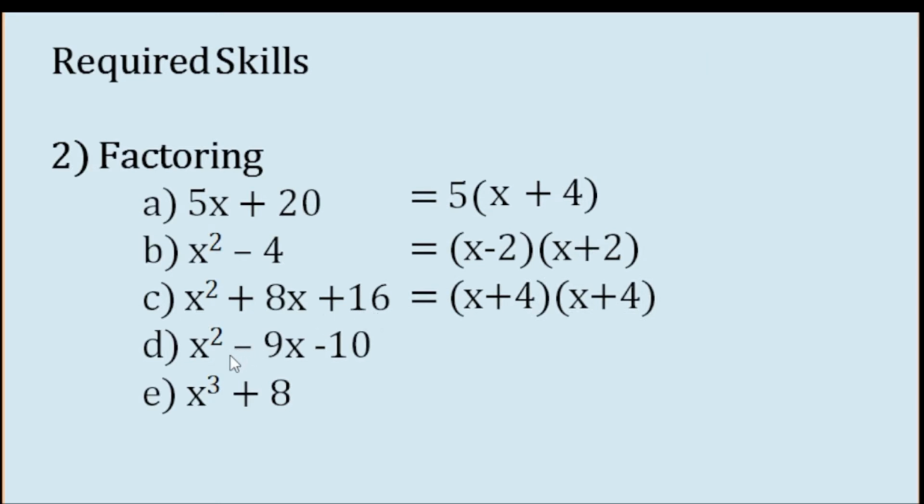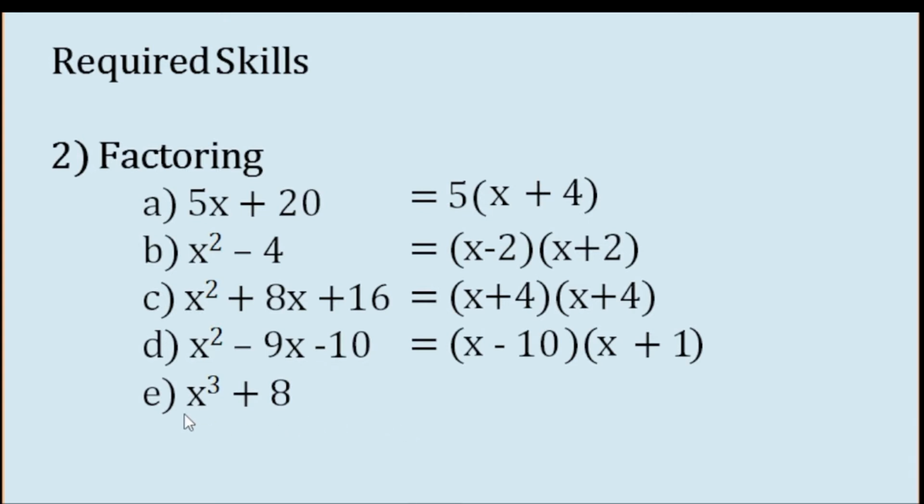Here, this is a quadratic trinomial, which is not a perfect square. So what we do here is factor the first term first. x squared is x and x. Then factor negative 10. Use factors that will give us the sum of negative 9. So factors of negative 10 that will give us the sum of negative 9 are negative 10 and plus 1. So these are the factors.